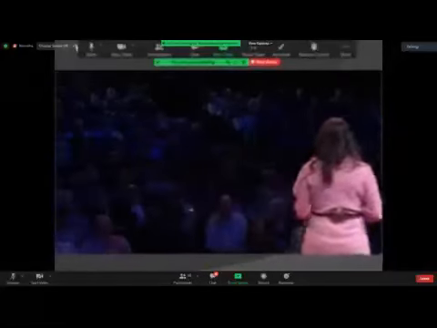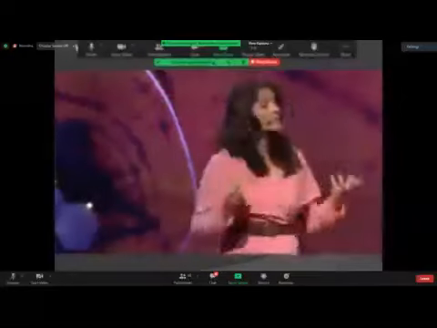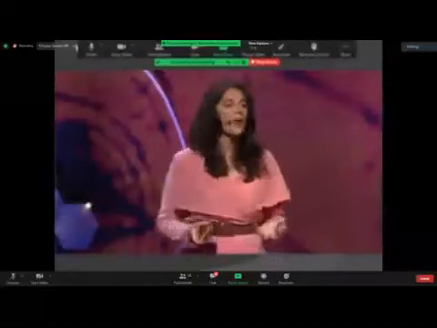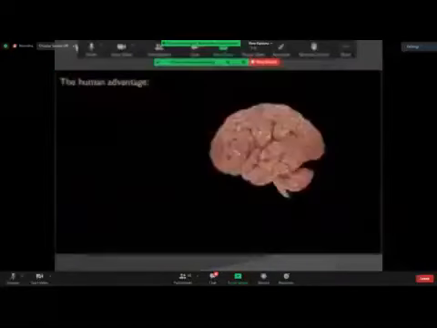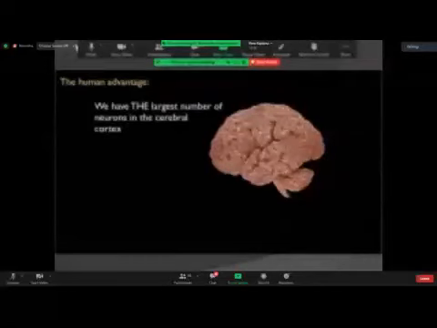So what is the human advantage? What is it that we have that no other animal has? My answer is we have the largest number of neurons in the cerebral cortex, and I think that's the simplest explanation for our remarkable cognitive abilities.